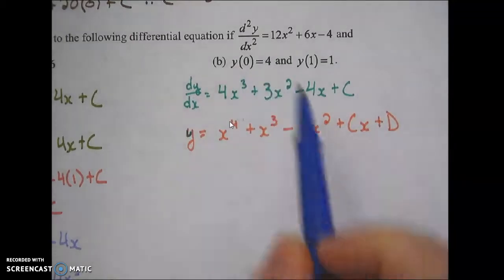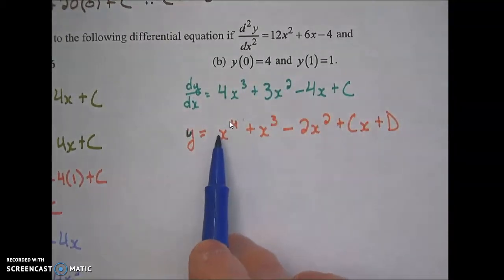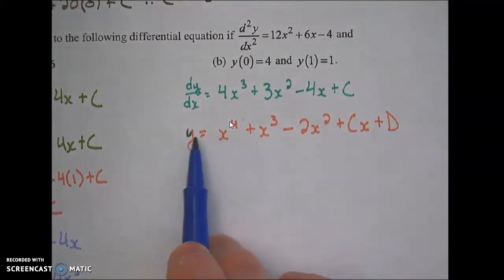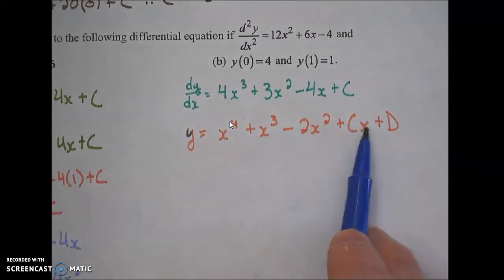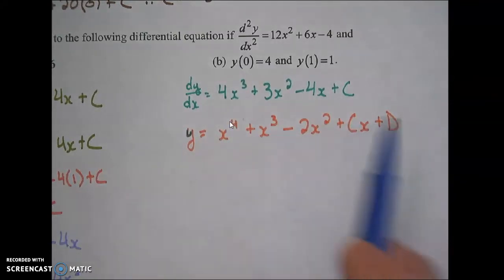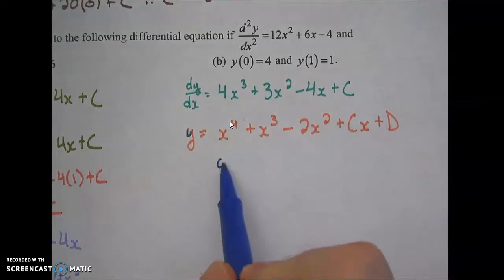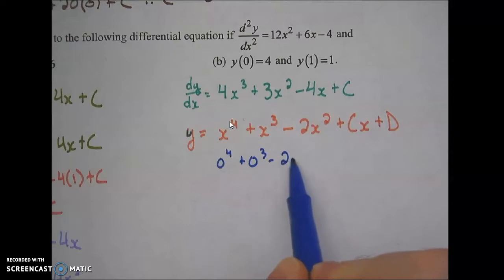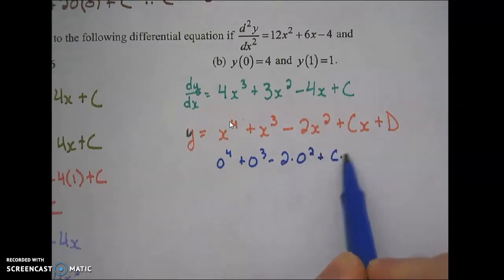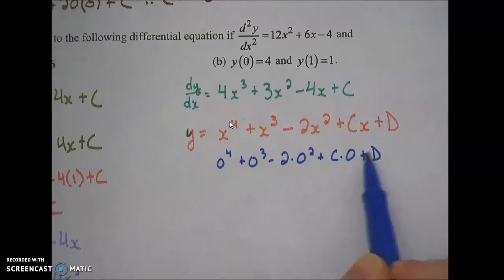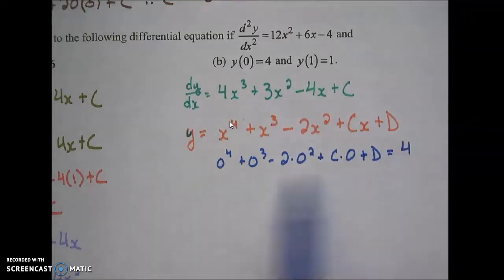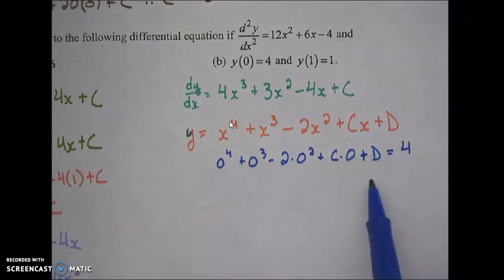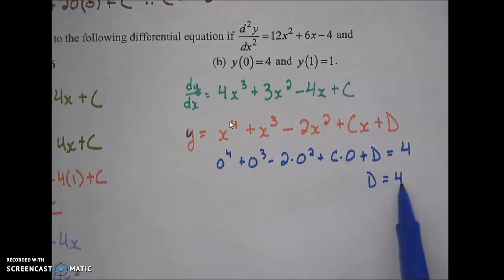So y of 0 equals 4. I like that one. That one's easy. So when I put 0 in for all of these x's, I would get 4. So that would be 0 to the 4th plus 0 cubed minus 2 times 0 squared plus c times 0 plus d equals 4. That's gone, that's gone, that's gone, that's gone. So we know now that d equals 4.